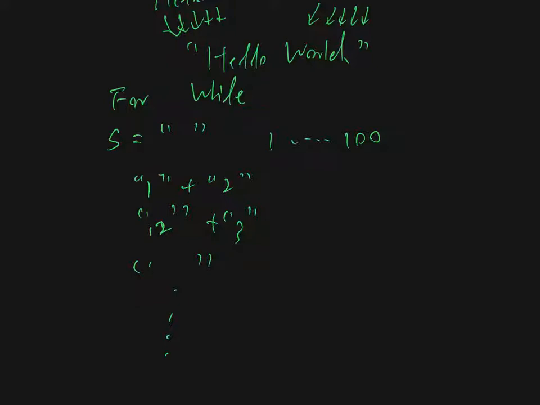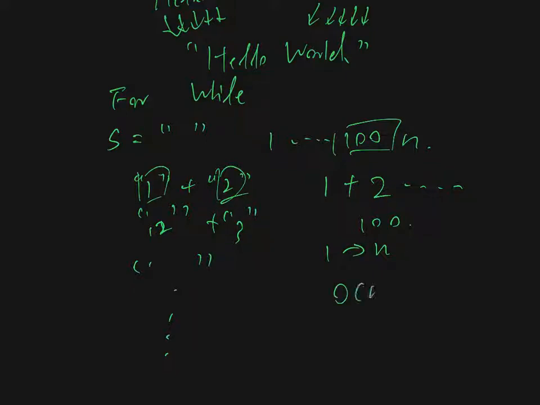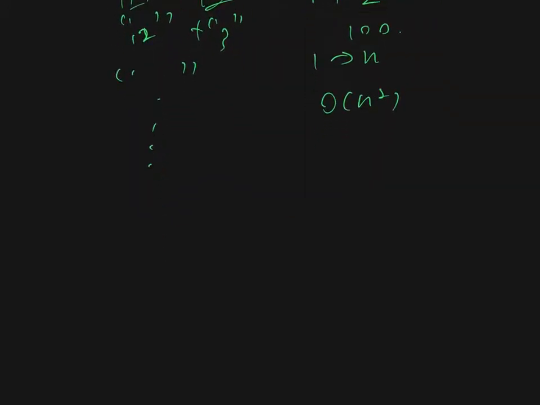And how long is that going to take? The first time it's going to take 1. The second time it's going to take 2, and so on until 100. So 1 through n, depending on what n you have. Based on the equation we have, that is n squared. That's not efficient at all, right?